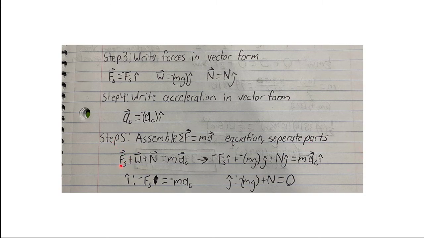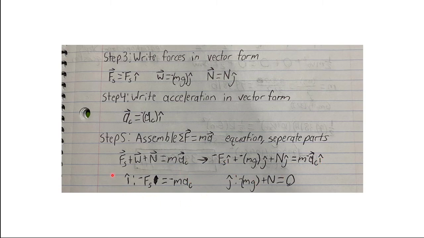The big equation right here is your force of the spring plus your weight force plus your normal force equals your mass times your acceleration of C. Splitting it into its i and j components, you have your negative force of the spring in i plus your negative mg in j plus your normal force in j equals your mass times your negative acceleration of C in the i direction. There shouldn't be a vector there, so that's my bad.